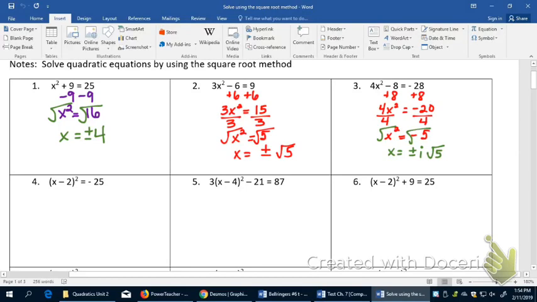So these are the kind of problems that you're going to have. You're going to have problems where there's regular numbers, problems where there's square roots, and problems where there's square roots and i's. Okay?